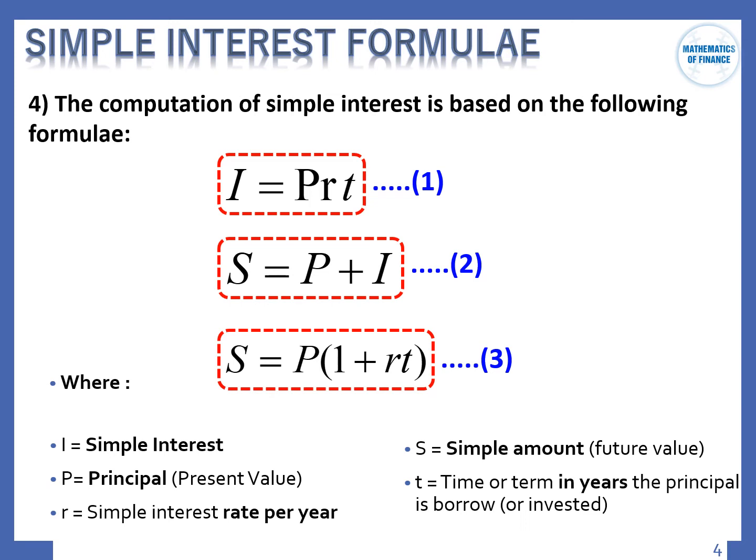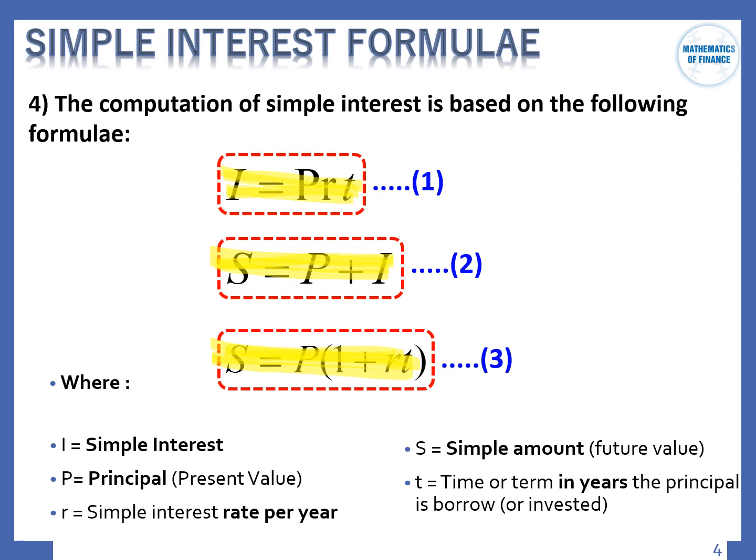The computation of simple interest is based on the following formula. The first one, I equals PRT. The second one, the amount of money equals the principal plus the interest, or the amount of money equals principal multiplied by 1 plus RT.